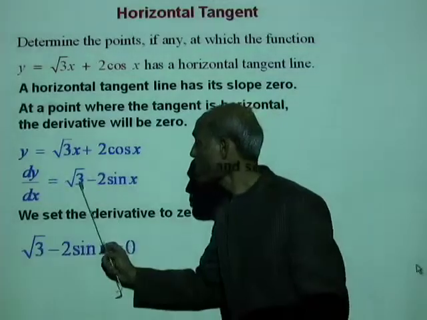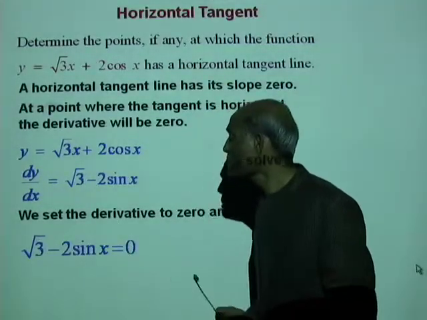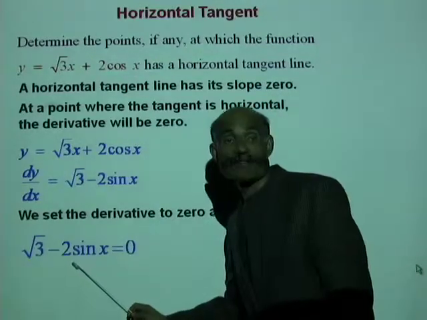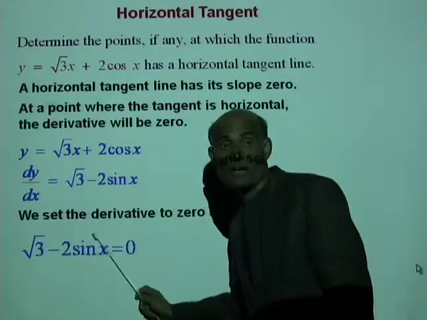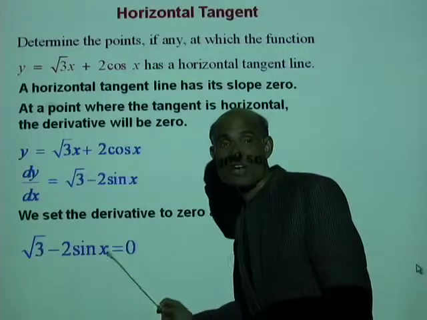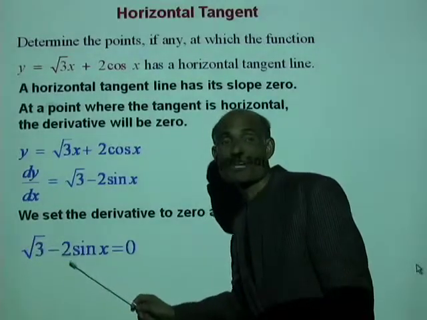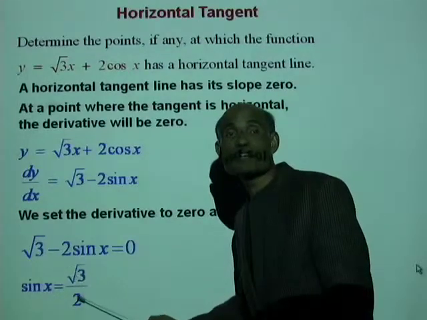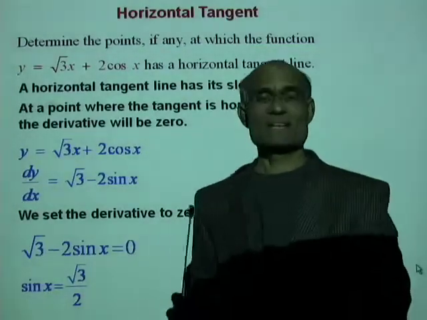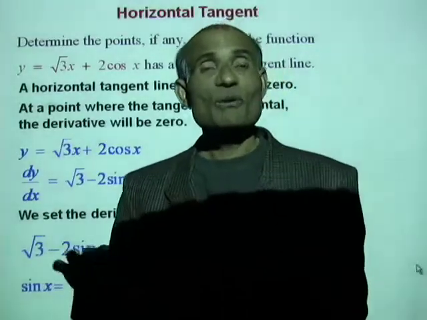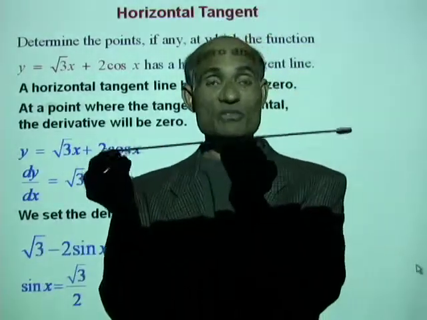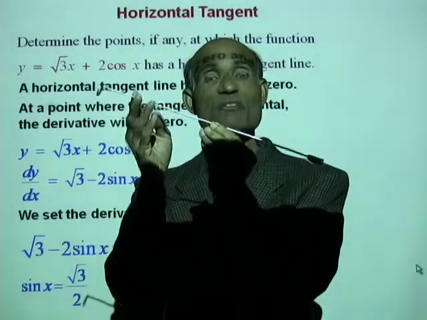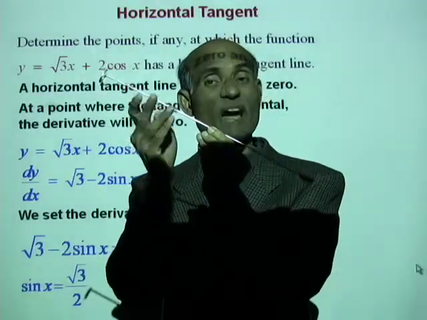That means square root 3 minus 2 sin x equal to 0. And solve for sin x here. Can you solve for sin x? Sin x will be square root 3 over 2. That's right. Sin x is square root 3 over 2. Alright. If you know your trigonometric values, now look at this. Sine of 0 is 0. Sine of 30 degrees is 1/2.